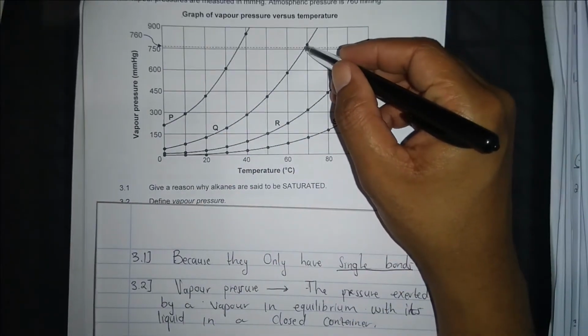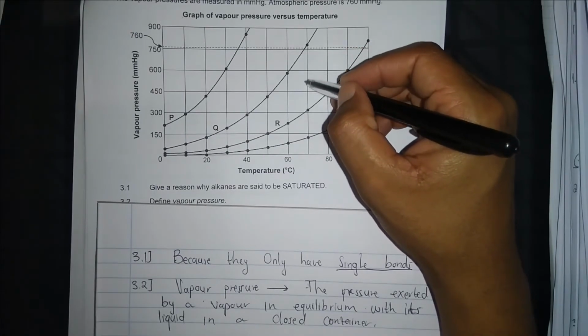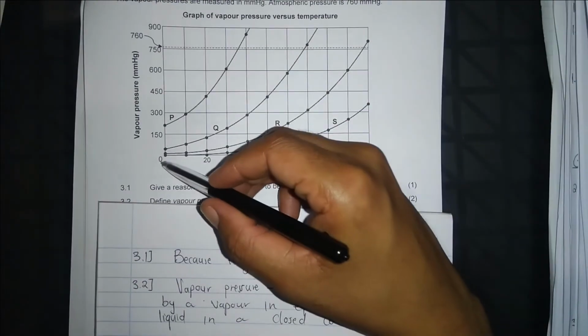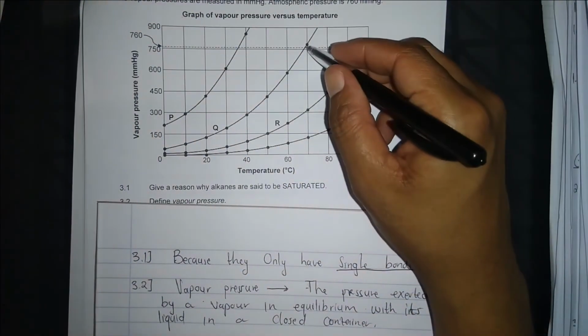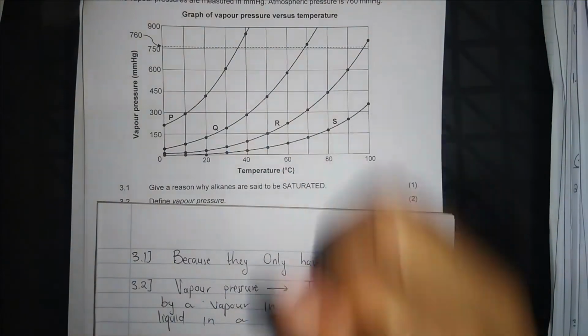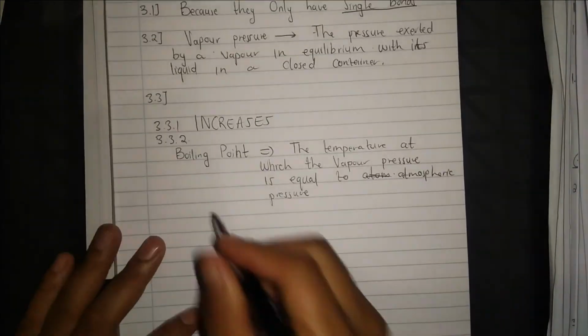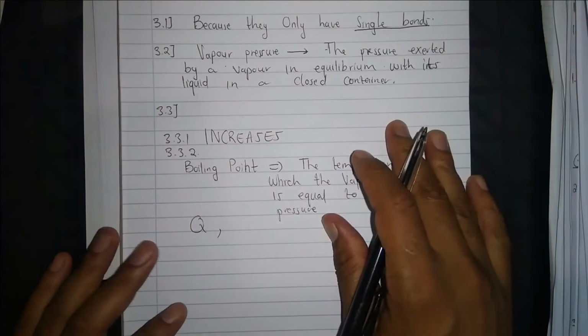How about compound Q? Compound Q reaches a boiling point. Is this temperature 68? Possibly, because it's 0, 10, 20, 30, 40, 50, 60, 70, and then this point is possibly 68 degrees. So that qualifies compound Q. So our answer is what? It's compound Q.